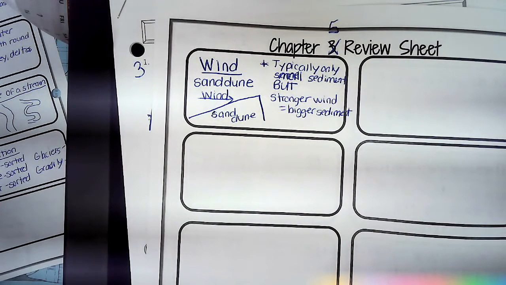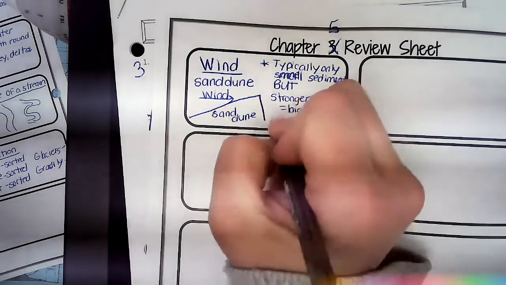So because of stronger wind, bigger sediments, what happens when the wind slows down? Drops off the big stuff. So will they be sorted or unsorted? Sorted.